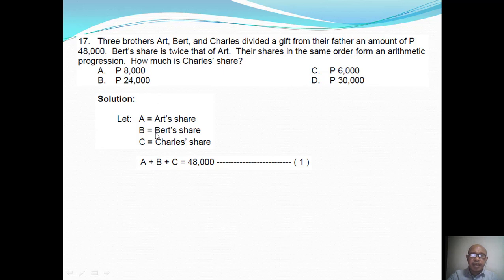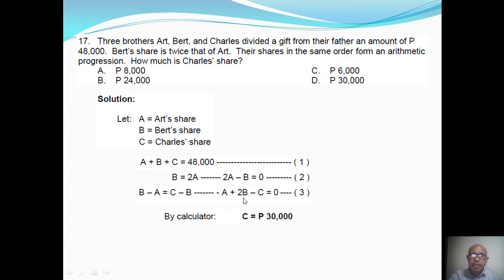Then we have Bert's share is twice that of Art. So we have B equal to 2A, or we have minus 2A plus B equal to 0. Then their shares in the same order form an arithmetic progression, so we can use the common difference formula. That is B minus A is equal to C minus B, and from this, we can obtain this equation. So we have 3 equations containing 3 unknowns, A, B, and C. By calculator, we can solve it, and the value of C, which is Charles' share, is equal to 30,000.